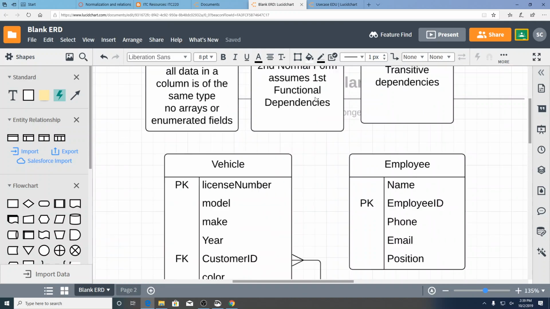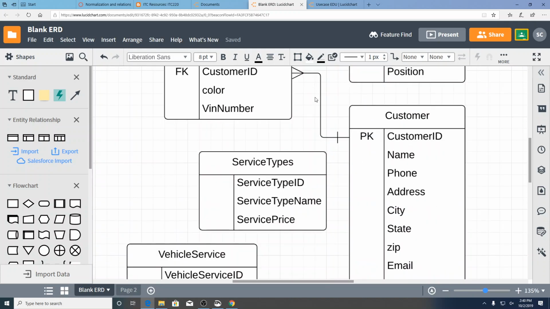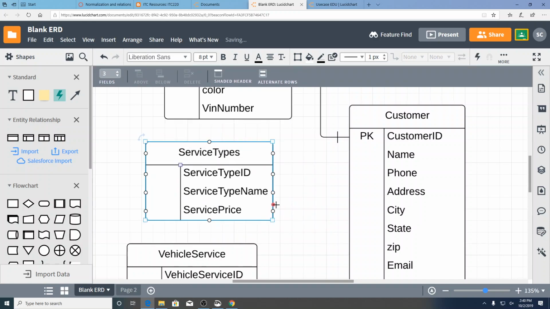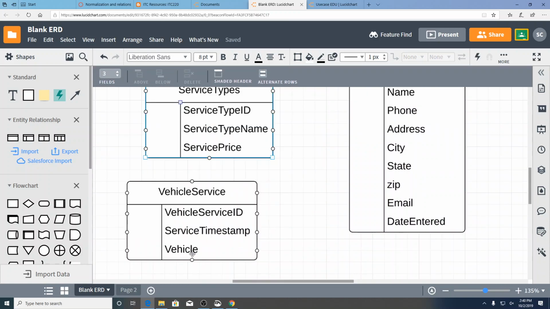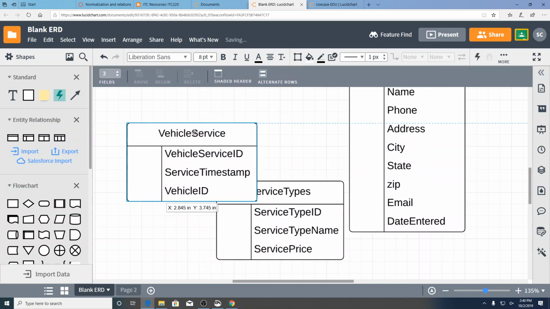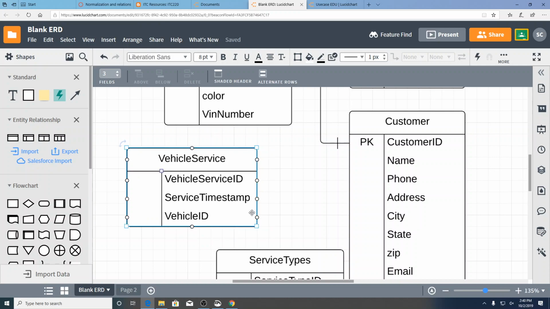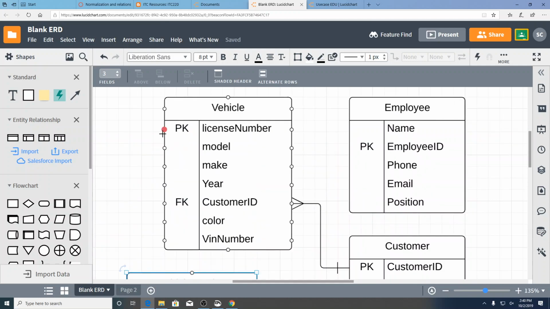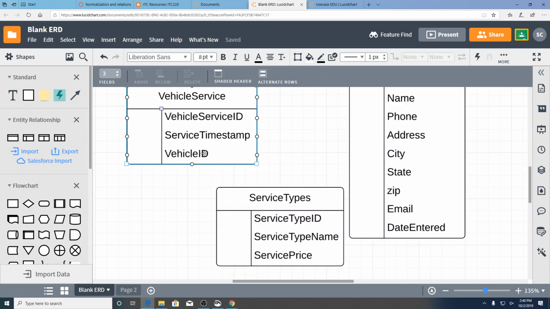So that's one. Employee. So we have our service and our service types, and we have our vehicle service, and this would probably be like a vehicle ID. I'm going to move things around slightly. I know this is big. I'm going to make it smaller later so you can see the whole thing. I'm just moving this because I want the vehicle. We used the license number, so probably this would be the license number, whatever the primary key is.